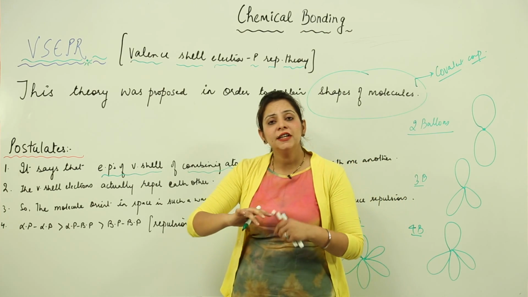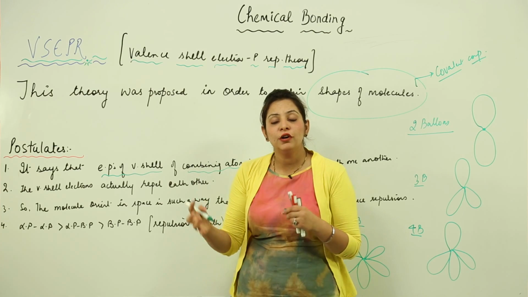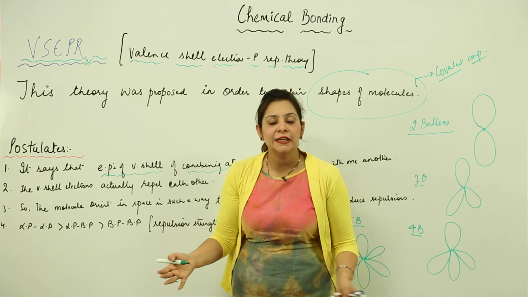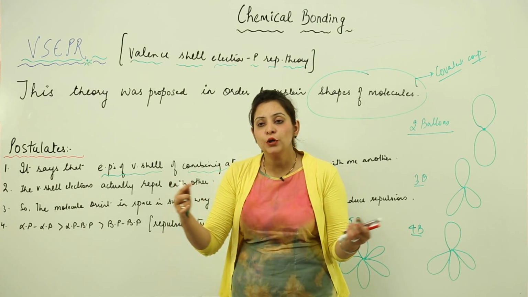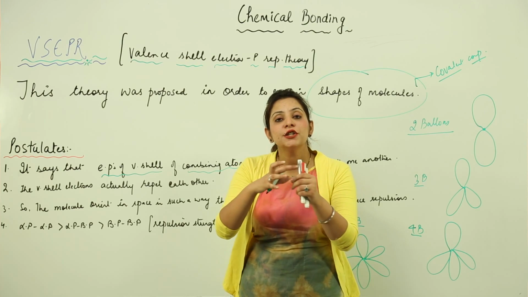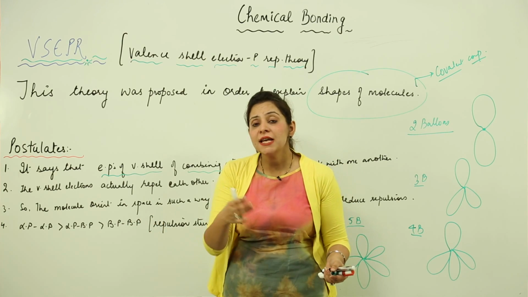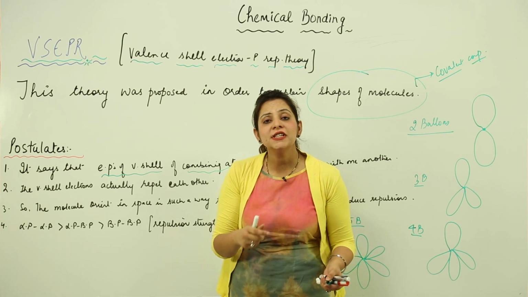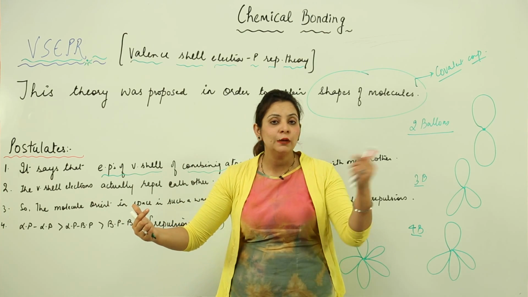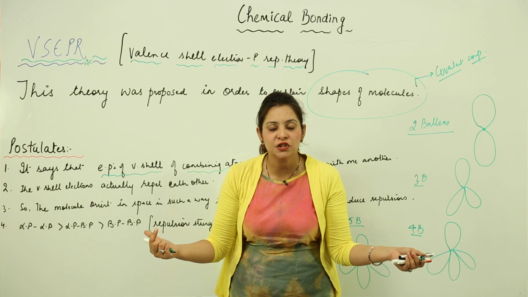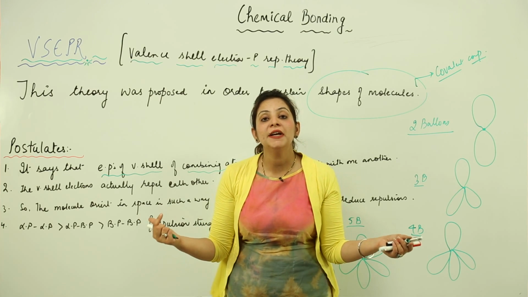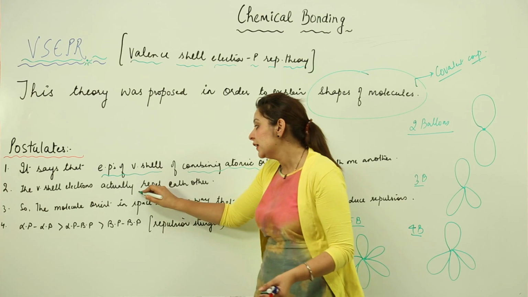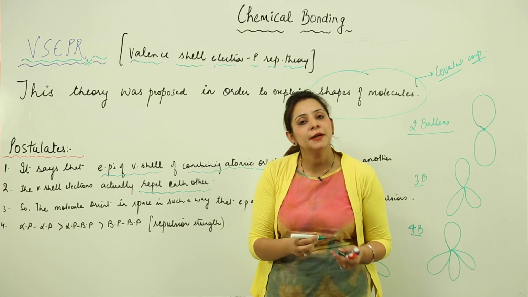Now, what kind of interaction, attractive or repulsive? Interaction means they want to come closer to each other, or they want to move away from each other. As we know that like charges repel, the electron pairs of one atomic orbital and the other atomic orbital must be of the same charge. That means both will be negatively charged. So obviously they will repel each other.